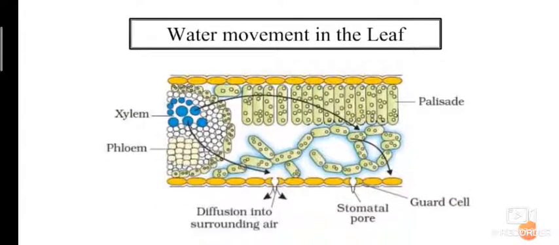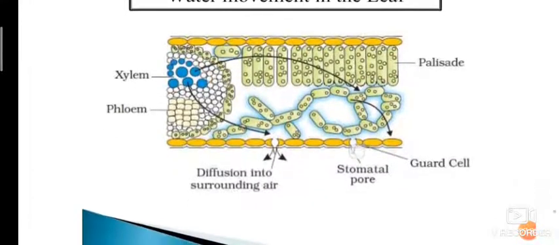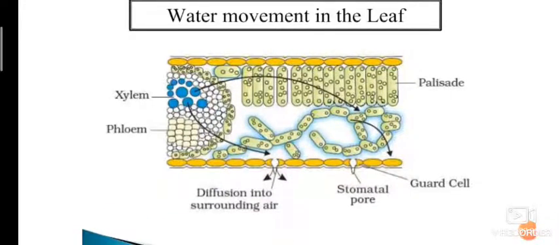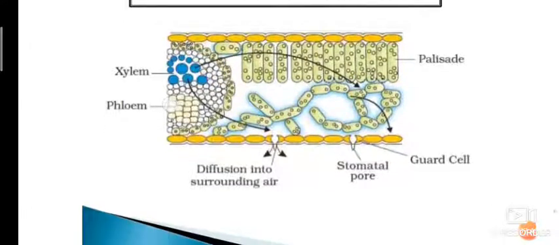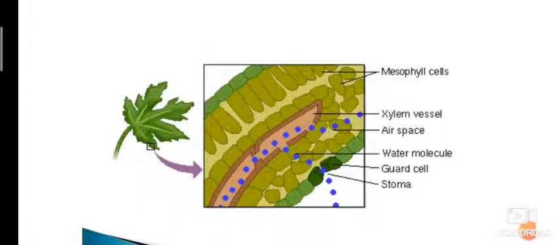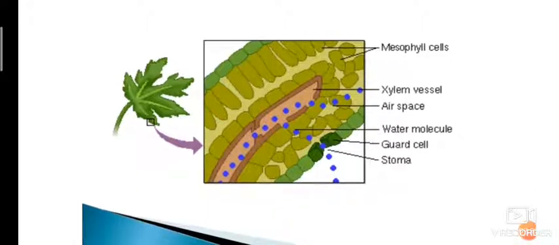Water movement in leaf. See the cross section of the leaf: the presence of palisade cells and stomatal pore, and diffusion into the surrounding air. This is the gaseous exchange with the help of stomata, xylem and phloem cells. See the cross section of the cell: the mesophyll cells, the xylem vessels and air space are present. Water molecules enter through the pores and guard cells, and the stomata is open.